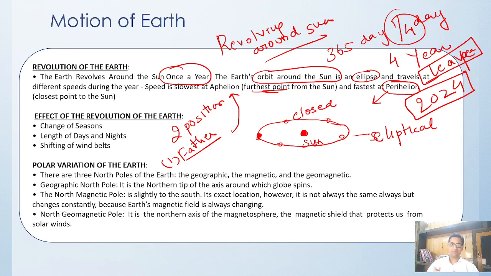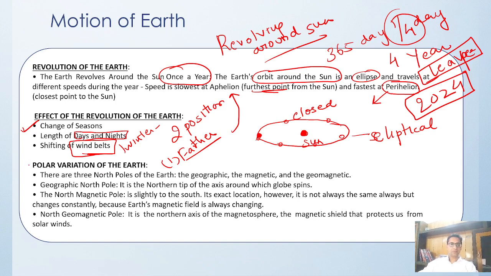So what are the effects of the revolution of the earth? There are three important effects. Because of the revolution, the change of seasons takes place: winter, summer, autumn, spring. Then the length of day and night changes; in winter the day is shorter and the night gets dark very early. Then there is shifting of wind belts: some winds start blowing during the summer months, some during the winter months. They keep changing their position like that.